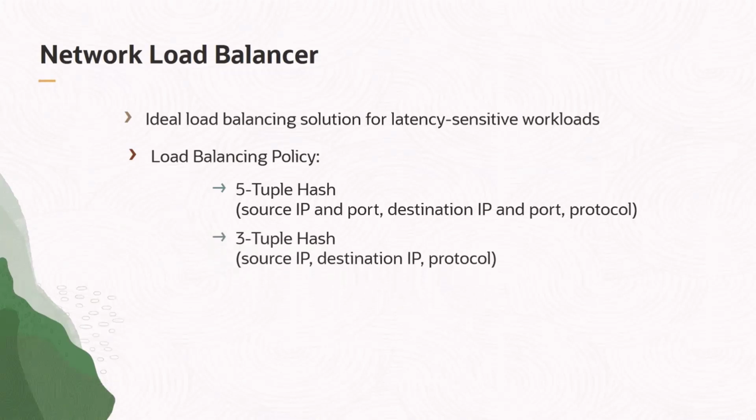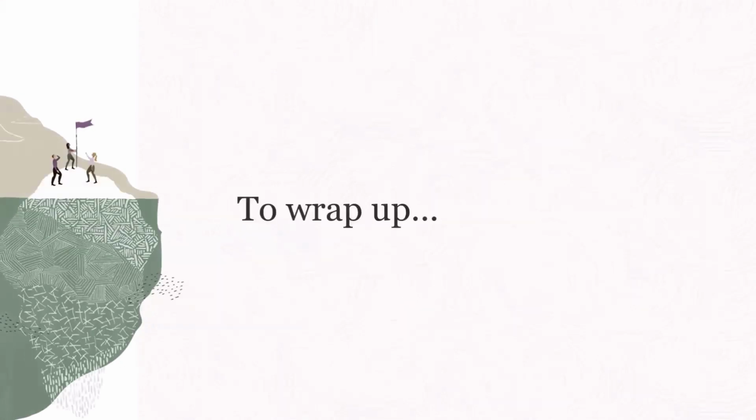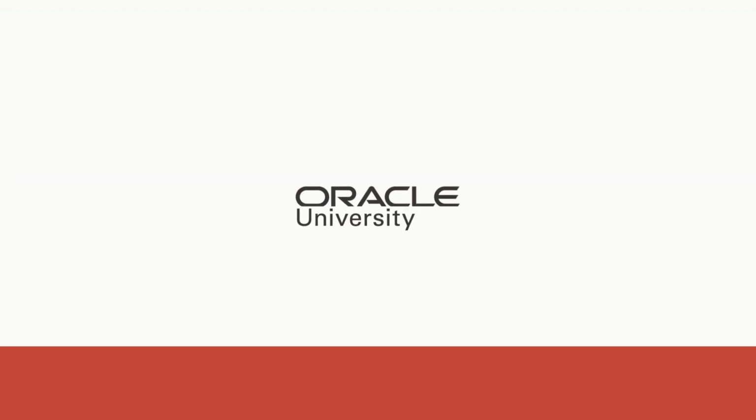The second option is 3 tuple hash, which includes the hash of source IP, destination IP, and protocol. And then there is also a 2 tuple hash, which basically means it's the hash of source IP and destination IP. So this marks the end of this lesson on network load balancer. Thanks for your time.